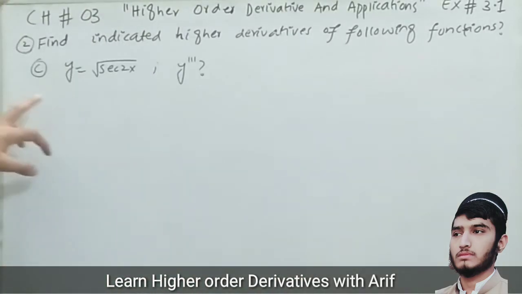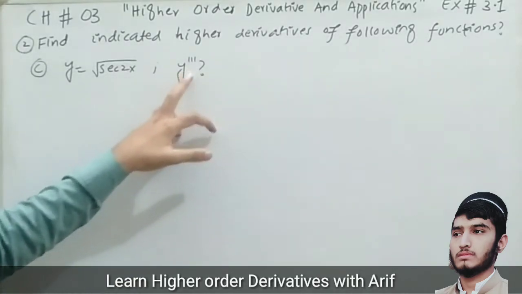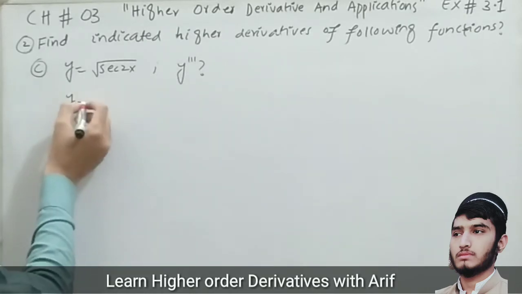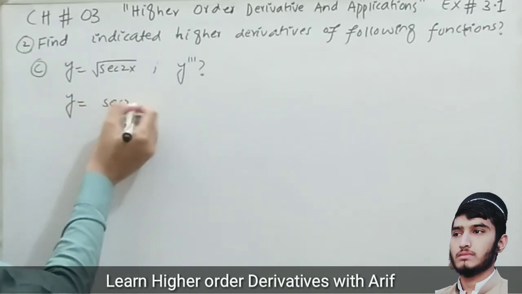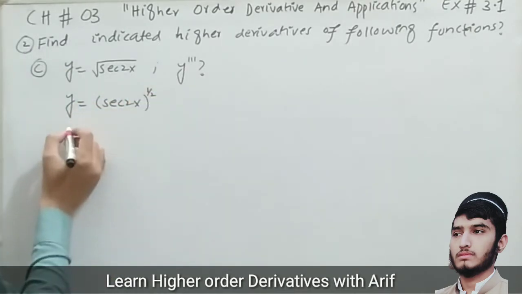Now move to part number C. It tells that y is equal to under root of secant 2x, find the triple time derivative of this function. So we can write it as y is equal to secant 2x whole raised to power 1 over 2 in this form. After this, apply the generalized power rule for the first time derivative.